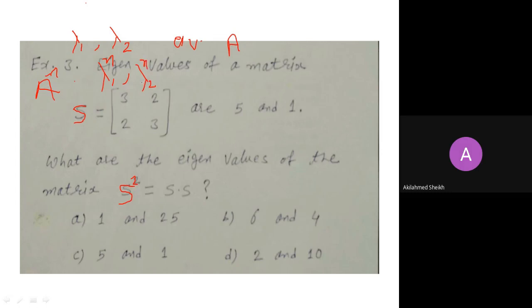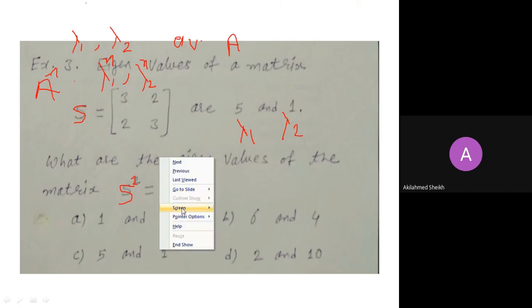In this example, the power n is nothing but 2. So obviously, if this is lambda 1, this is lambda 2, and here we have to find the eigenvalues of S square, the answer will be 5 square and 1 square, that is lambda 1 square, lambda 2 square. Here 5 square is 25, 1 square is 1. This will be the option.